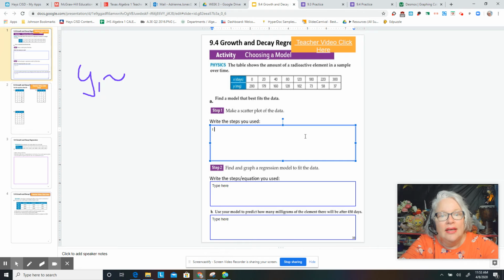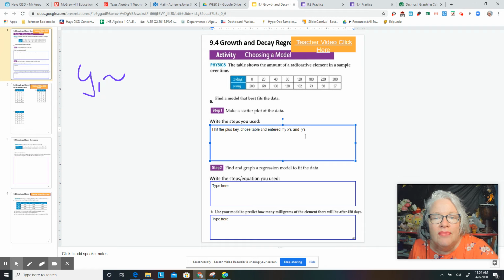I hit the plus key, chose table, and entered my x's and y's. Simple explanation, guys. That's all I'm looking for. It's just my being able to check for understanding on what you guys understand and don't understand.